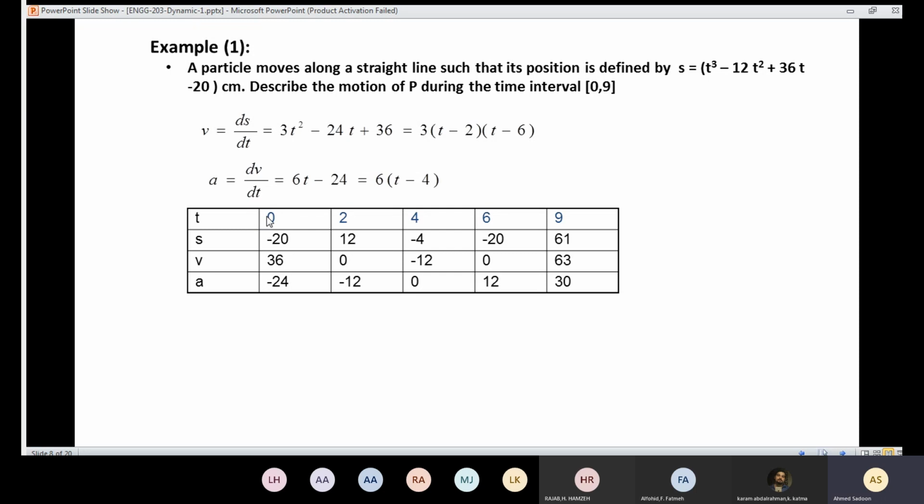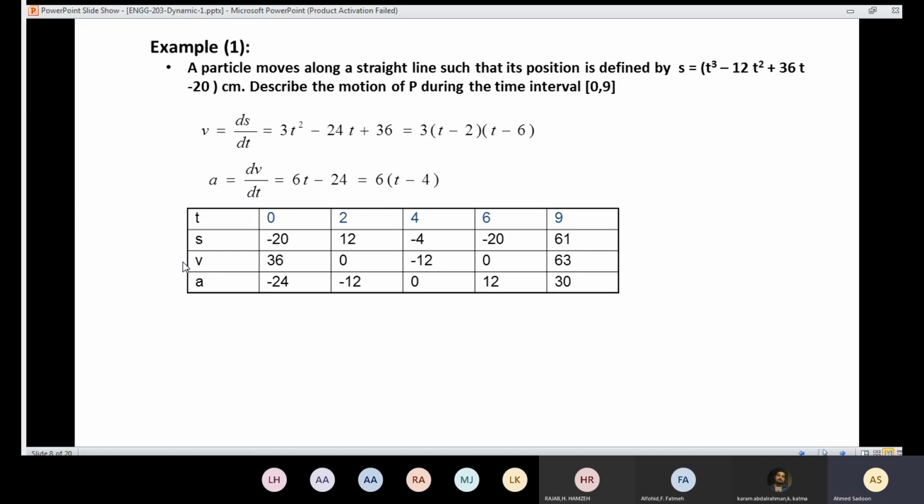Also, I can say 0, 1, 2, 3, 4, but the table is going to be too long. So I'm going to put only 0, 2, 4, 6, 9. In order to describe the position, I'm going to substitute 0 in that equation. And here, like you can see, it's minus 20. Then I'm going to substitute 2 here. And the position, like you can see here, and so on, until 9. So when the time is 0, the position was minus 20. When the time is 9 seconds, the position was 61 centimeters.